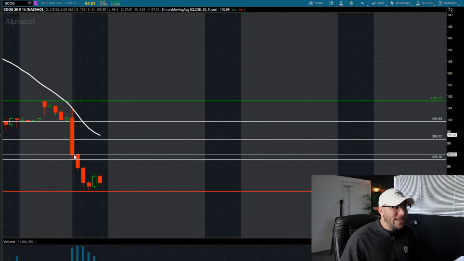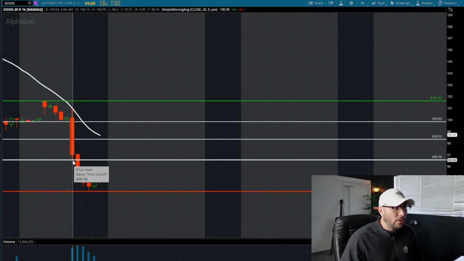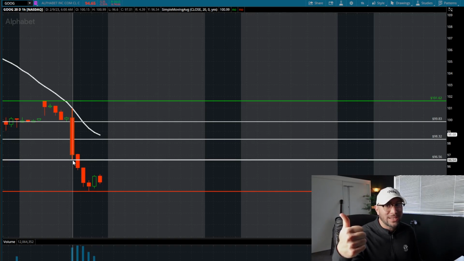And we came all the way down on that first opening candle on the 1 hour time frame here, which is going to close 30 minutes after the bell opens. So we're looking at 7 a.m. Pacific Standard Time, 96.56.